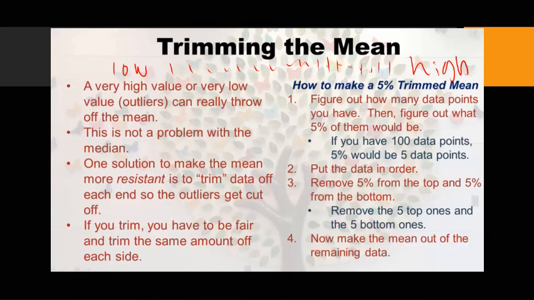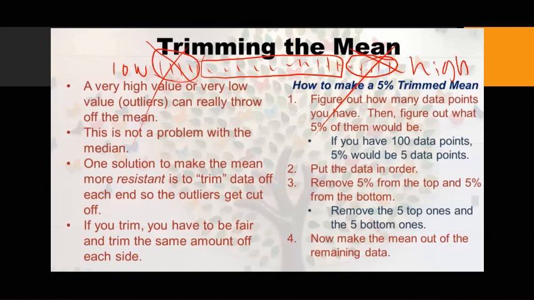All right, so we put all the data in order. Now we're going to remove 5% from the top and 5% from the bottom, since we figured out that in this case 5% would be 5 data points. So we're just going to take off the top 5 points, shave them off, take them out, and then the bottom 5 points here. Get rid of those numbers, and then you take the mean of everything that's left. Okay, that is how you do the trimmed mean.